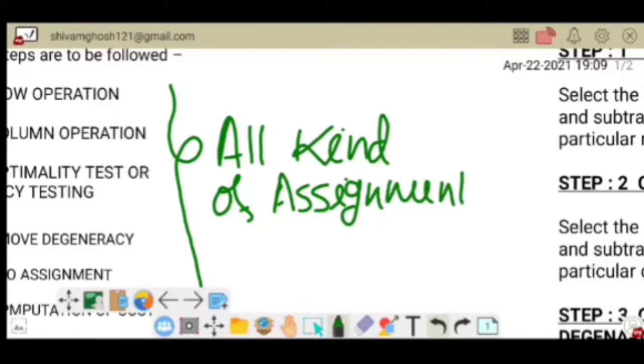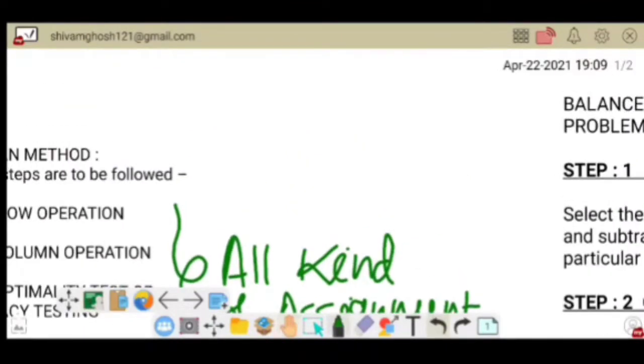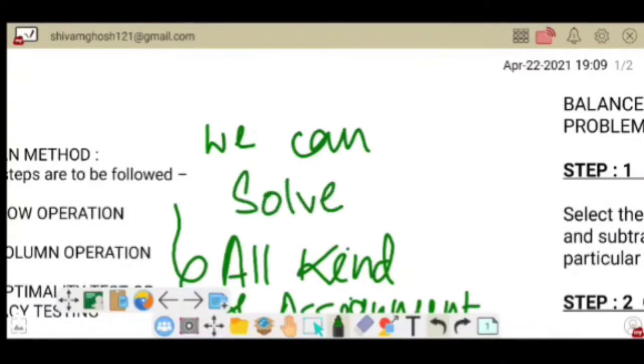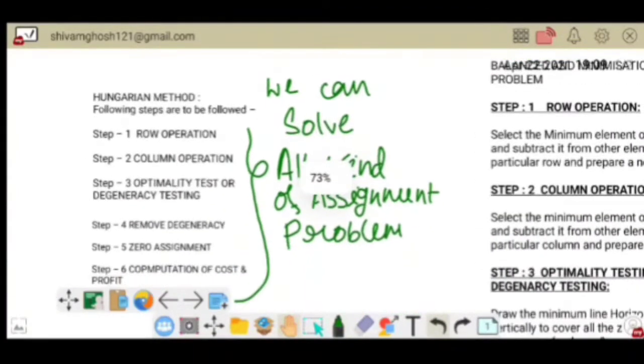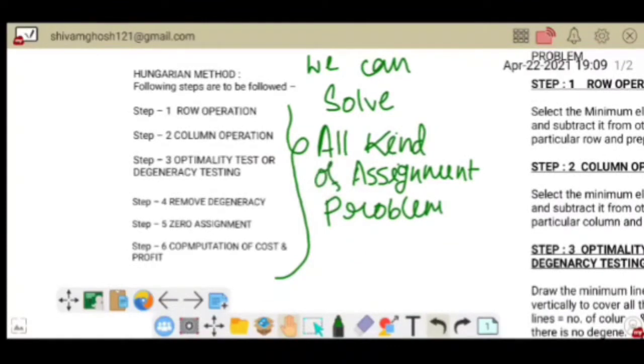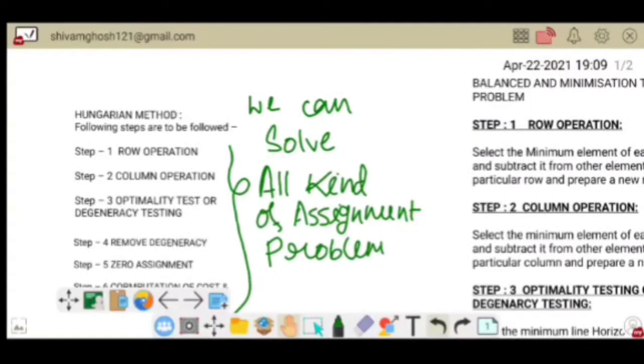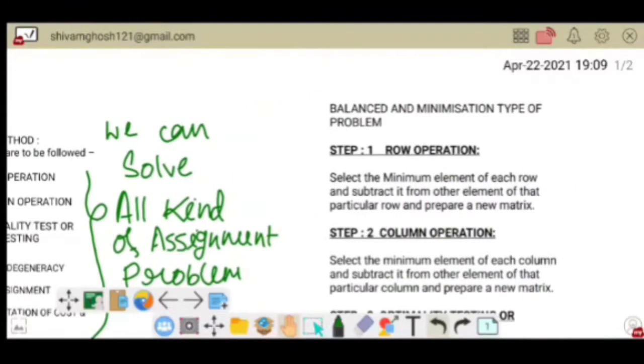We can solve any assignment problem with these six steps. Okay, so now we will discuss in detail what each of the six steps really means. So now I will describe it here.